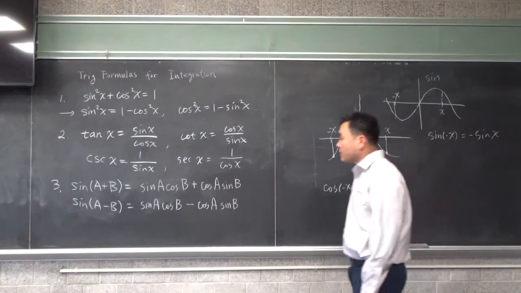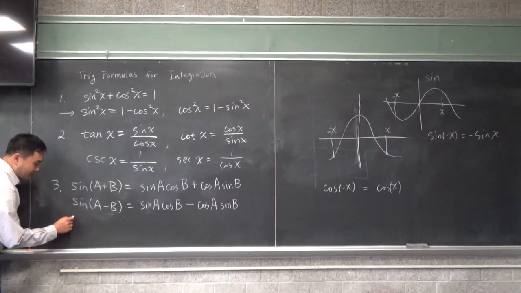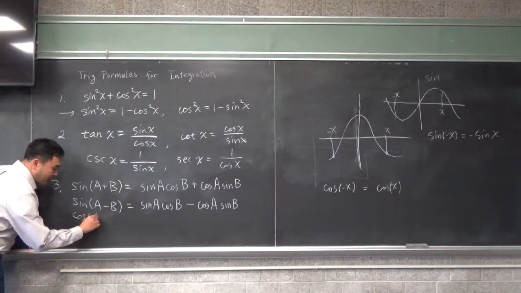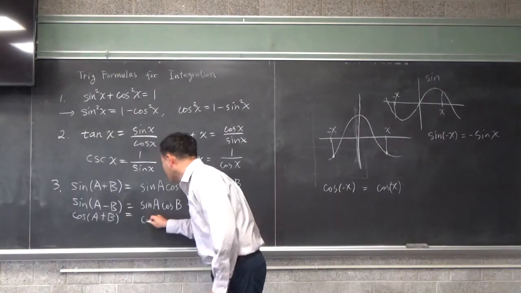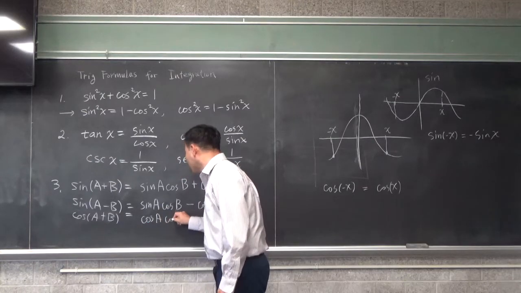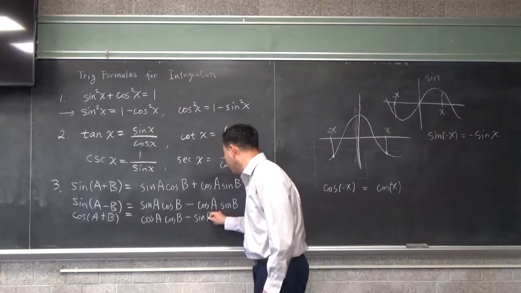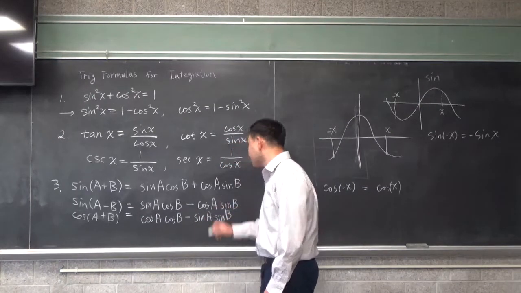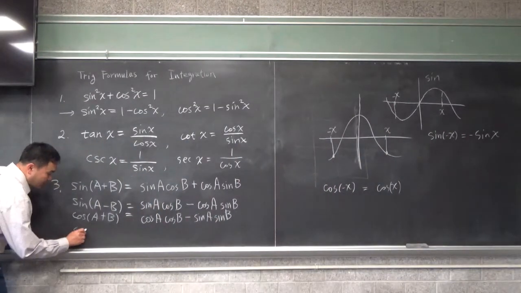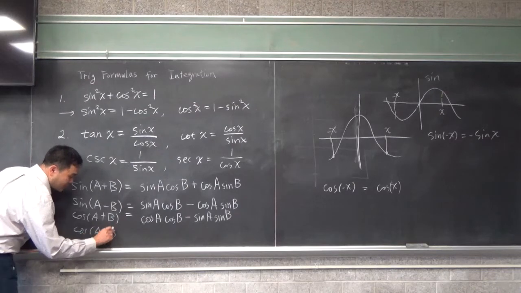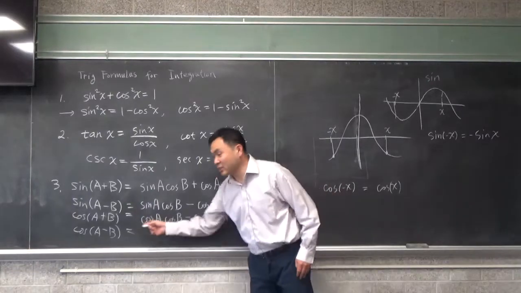And then you have a similar formula for cosine of a plus b and cosine of a minus b. Cosine of a plus b is cosine A cosine B minus sine A sine B. And then cosine A minus B. Let me see if you understood what I just said. So what would happen to cosine A minus B then?